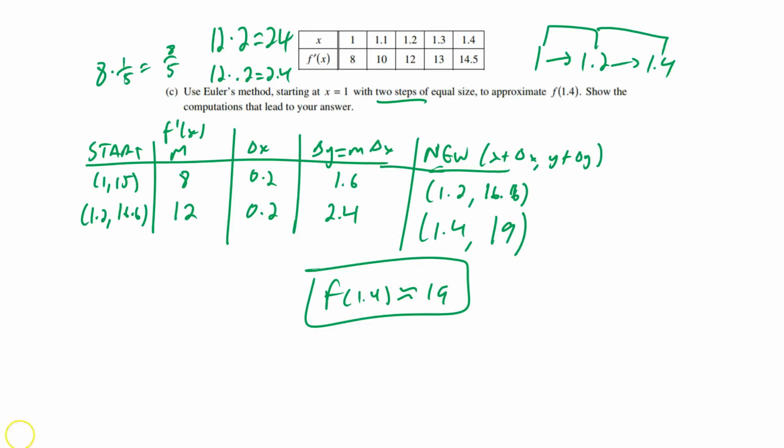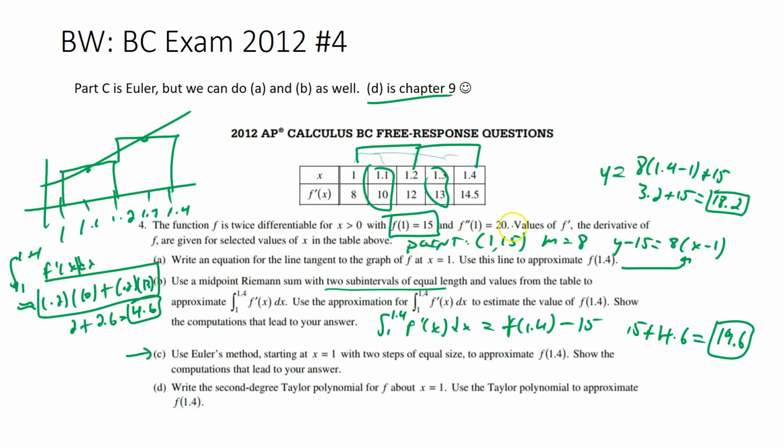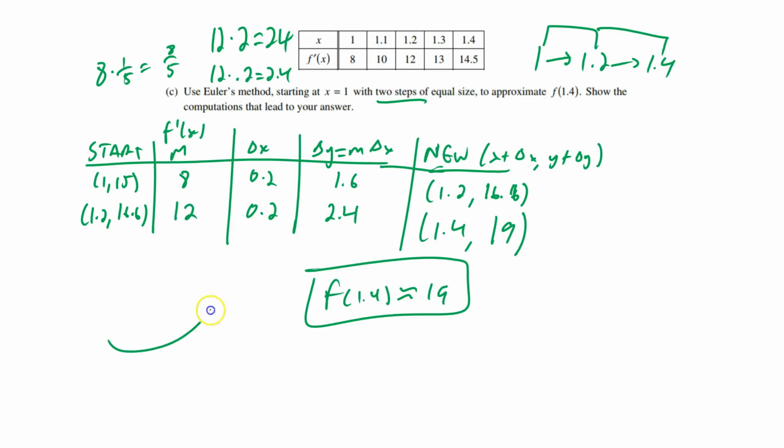So they told us that f double prime of 1 is 20, so that'd be a very steep concave up function. I don't know what happens after that. It's probably still concave up over here, which would mean that Euler's method would be an under approximation, because the tangent lines would be underneath, but we don't know that for sure.